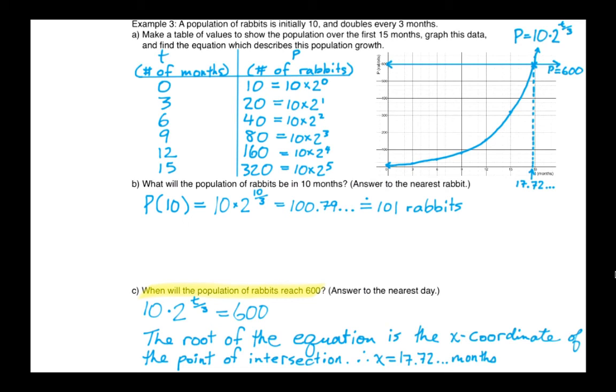Now, the question asks you to answer to the nearest day, so you could leave the 17 months and just convert that 0.72 into the number of days. If you take that decimal portion, the 0.72 and so on, and multiply that by 30 days per month, that'll give you approximately the number of days. So 17 months and 22 days.